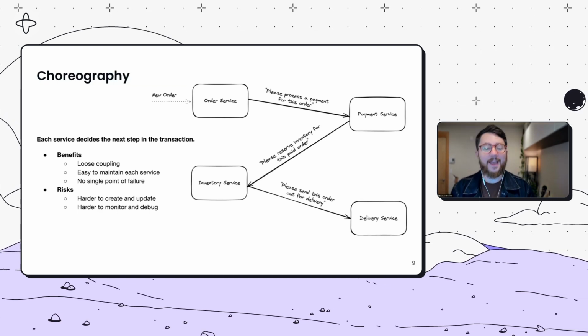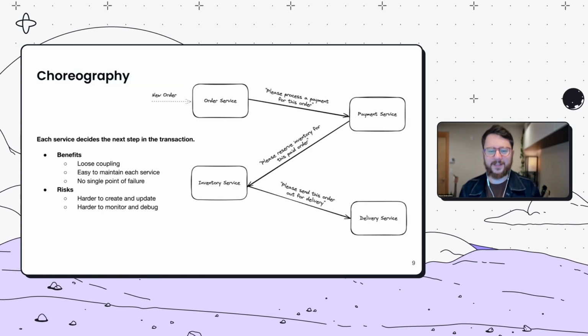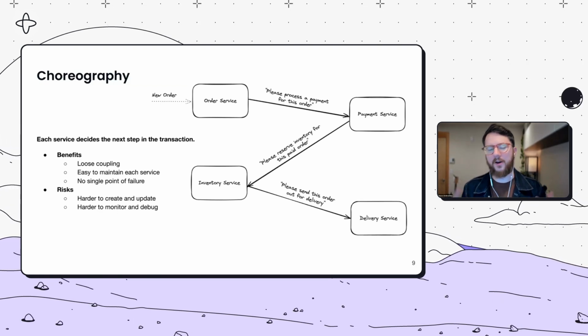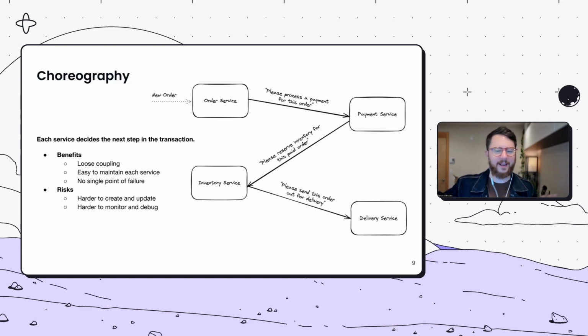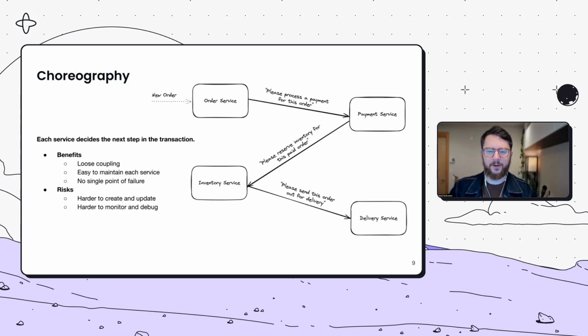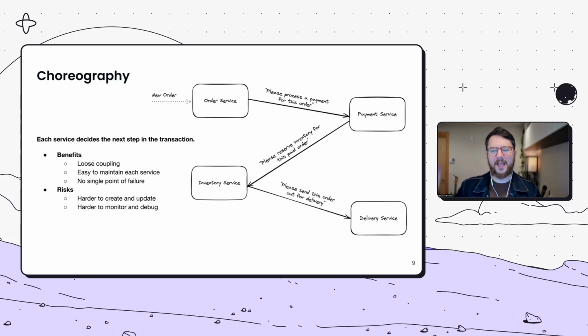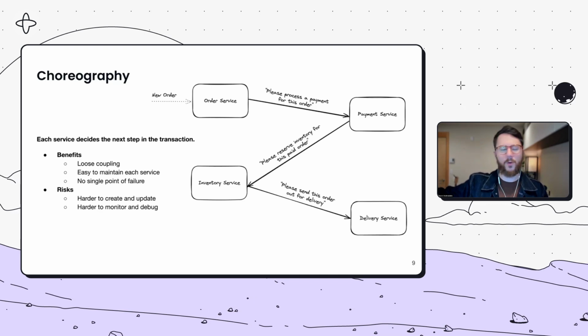But there are inherent risks to choreography. It's harder to create and update a choreographed service. So let's imagine we add a step between payment and inventory here, like an extra step in this order flow. Now you have to edit the payment service to request from a different service.